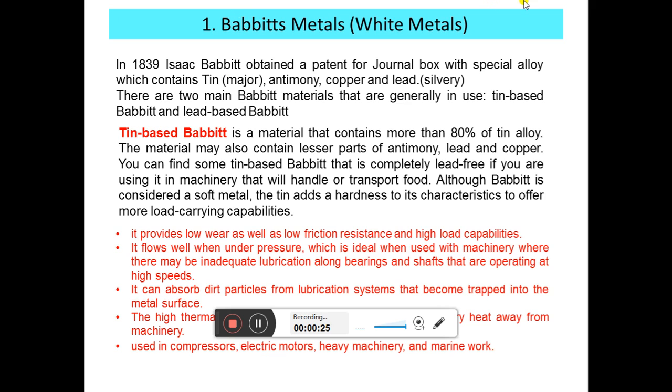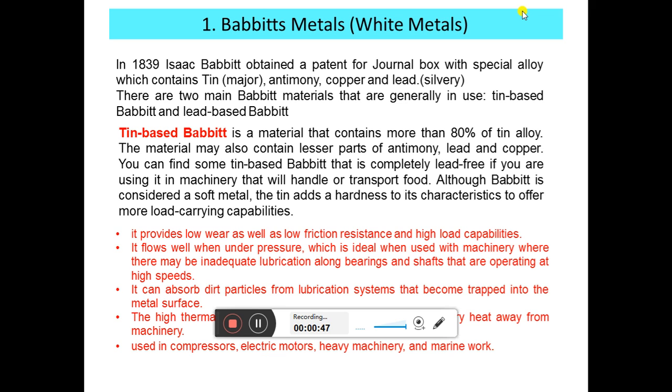Yes, there is one important material called babbitt. It is also called white metal. The first important bearing material is called babbitt metals, or white metal, because they appear a silvery color. That's why it is called a white metal.